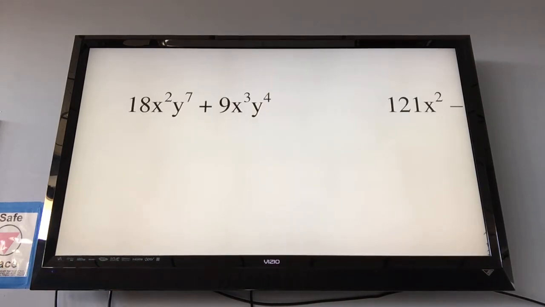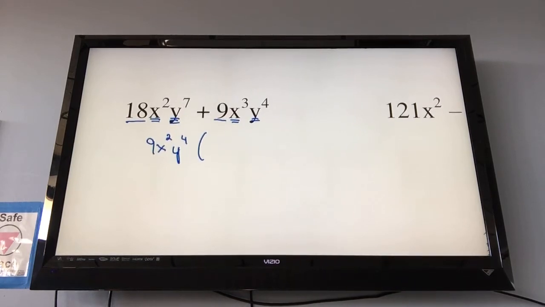All right, number 1, is there a common factor? Yes, there is a number that goes into 9 and 18. X is common to both of those terms, and Y is common to both of those terms. So my greatest factor of 9 and 18 is 9. My greatest factor of x to the second and x to the third is x to the second. And my greatest factor of y to the 7th and y to the 4th is y to the 4th. So if they all have x's, they all have y's, they all have a common number, that's my common factor.